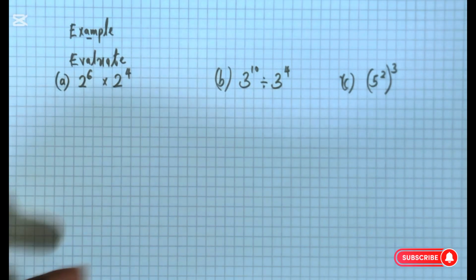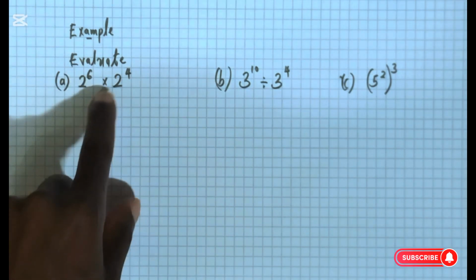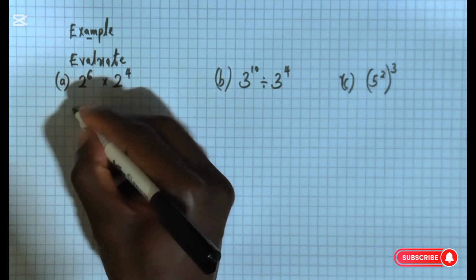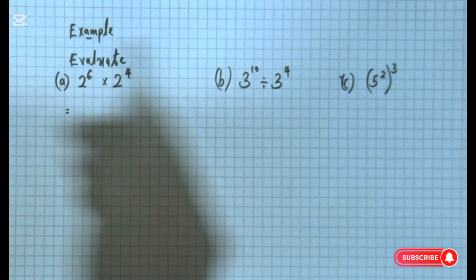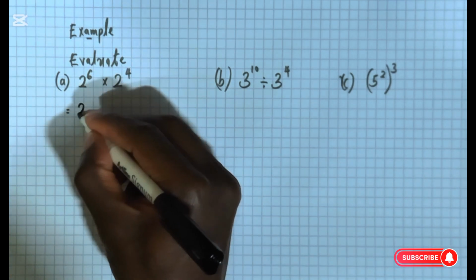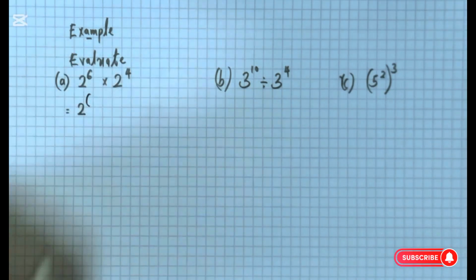Because they have a common base, we are going to apply what we call the sum rule. Why? Because we are multiplying these two numbers. Right now, I want you to recall the sum rule. The sum rule basically states that if we have common bases and we are multiplying them, then it's the same as having the sum of the powers.